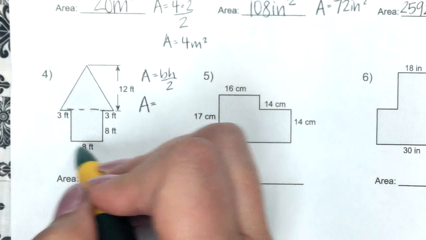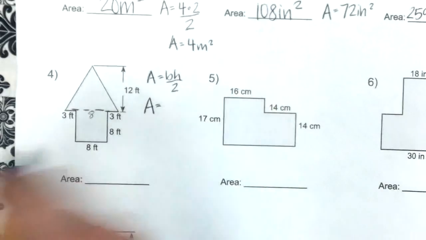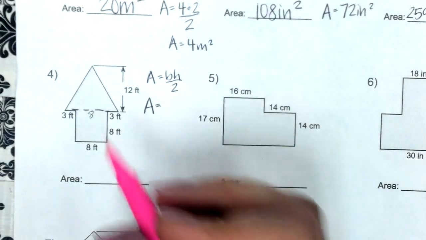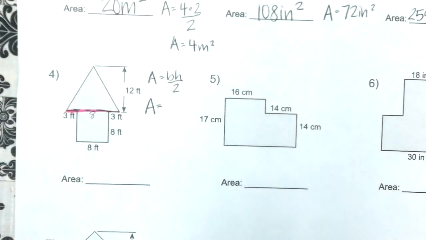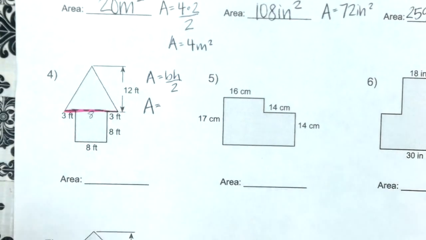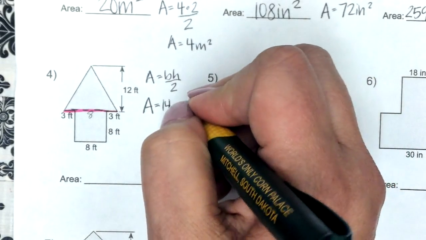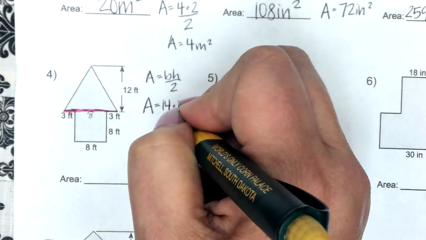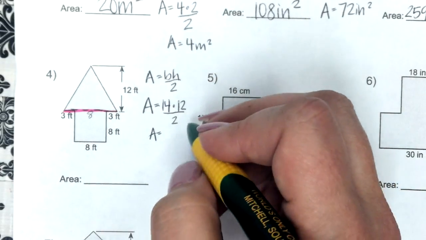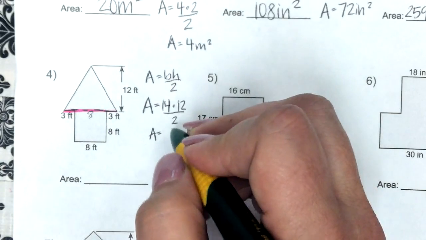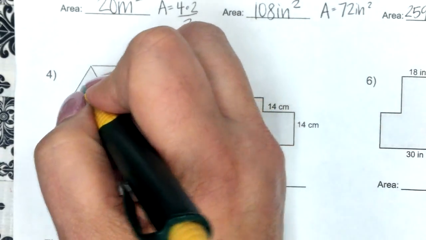Remember, matching sides. So if this side is 8, this has to be 8 as well. Then I have to add together. Remember, I want the whole base of my triangle, so I'm looking for this entire line right here. So I add together the 3, the 8, and the 3, which gives me 14. What's my height? 12. And then divide by 2. 84. So 84 feet squared. That's my triangle.